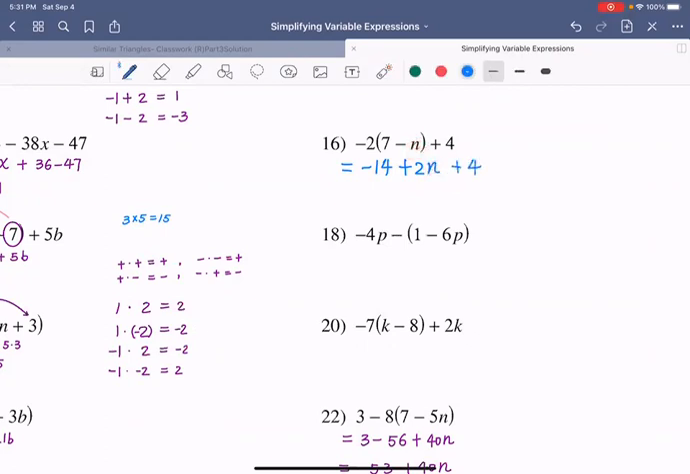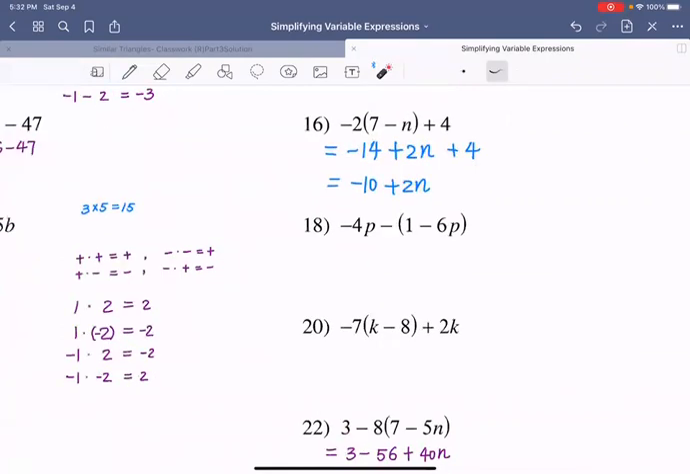Okay, makes sense. Next step, continue, please. So you can combine this. -14 plus 4 is -10. Yes, perfect. Very good. -10 plus 2n. I do see that you know how to do the distribution property, and you can also do the negative number plus positive number. Very good. Next one, Ian.